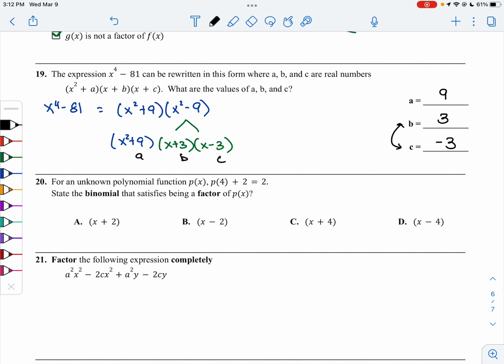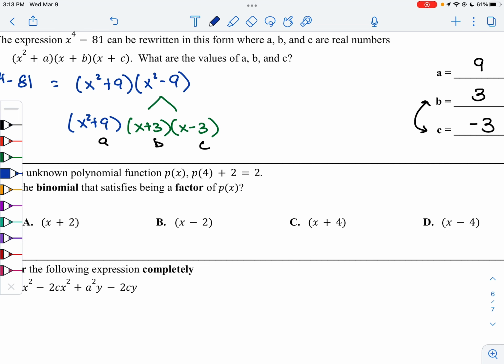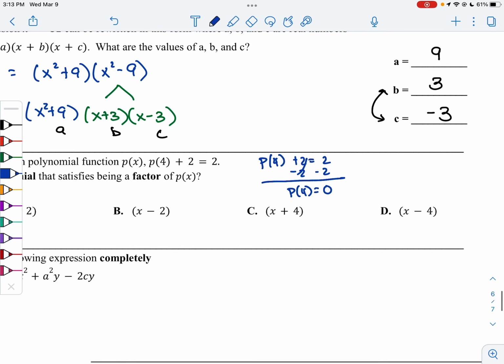Okay, for the unknown polynomial function, p of 4 plus 2 equals 2. Which factor satisfies this being a factor? Well, to be a factor, we have to set this equal to 0. So if I wanted this to equal 0, I would subtract 2 from both sides, and p of 4 would equal 0. So that's a factor, which means that x equals 4. And how do I write x equals 4 as a factor? It's x minus 4.